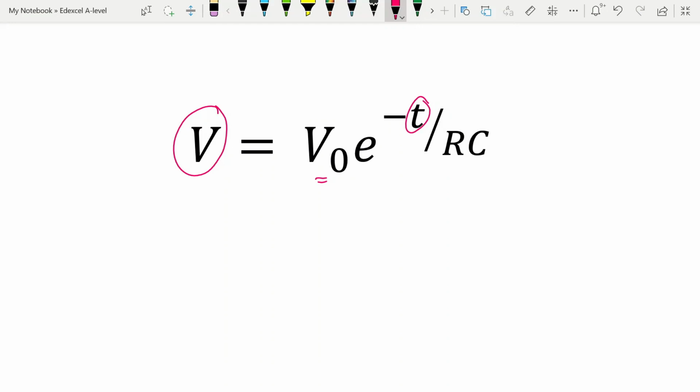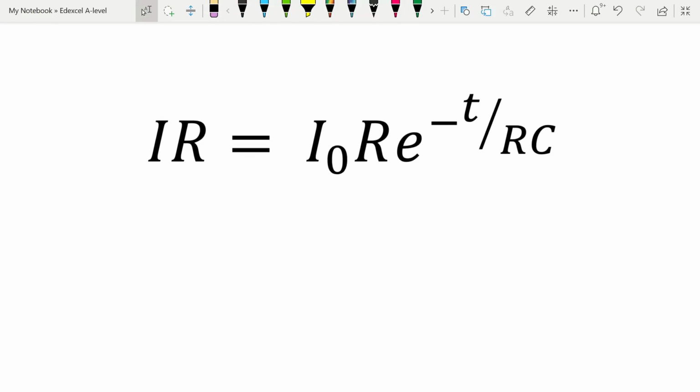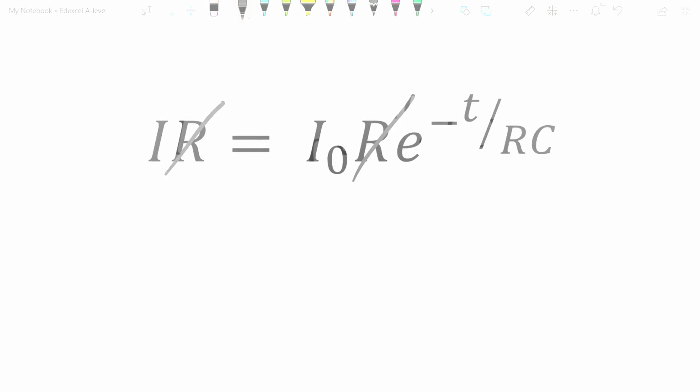And so our voltage is proportional to the voltage that we had at the start. That's one of the definitions of an exponential relationship. And then, of course, it depends on the RC. What we also know is that V is equal to I times R. And so we could put I times R in here to get this version of the equation. I times R is equal to I0, our original current, times R multiplied by e to the power of minus t over RC. And of course, our R's here, because the resistance in the circuit is constant, are going to cancel. And we're going to be left with this equation.